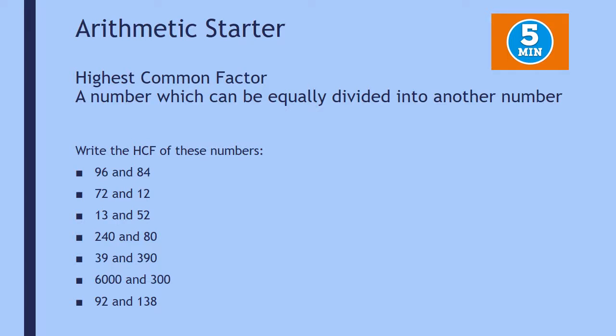Excellent. Now let's go through our answers. 96 and 84 share a common factor of 12. We know that because we know our 12 times tables. We know that there are 7 12s in 84, and we know that there are 8 12s in 96.